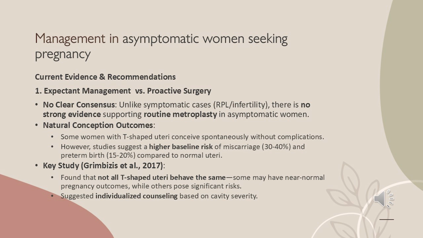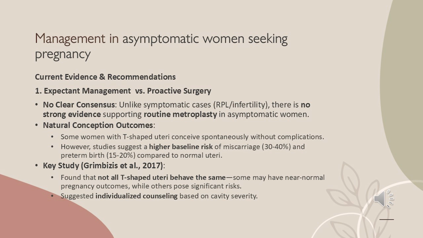The dilemma is in management of asymptomatic women, where a dysmorphic uterus is diagnosed incidentally and when they are seeking fertility. What needs to be done? Let's see what the evidence says. According to the evidence, there is no clear consensus. Unlike symptomatic women, there is no strong evidence to support routine metroplasty in asymptomatic women.